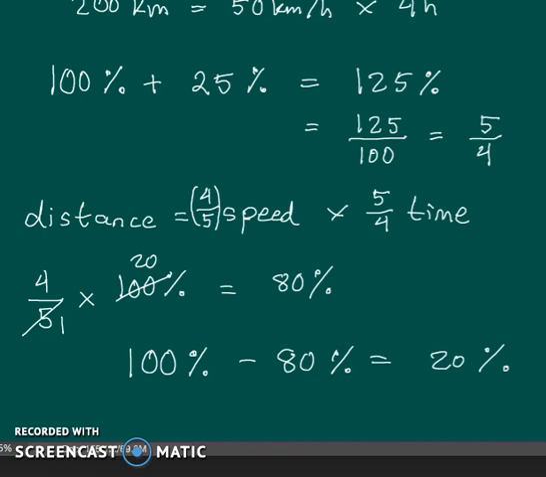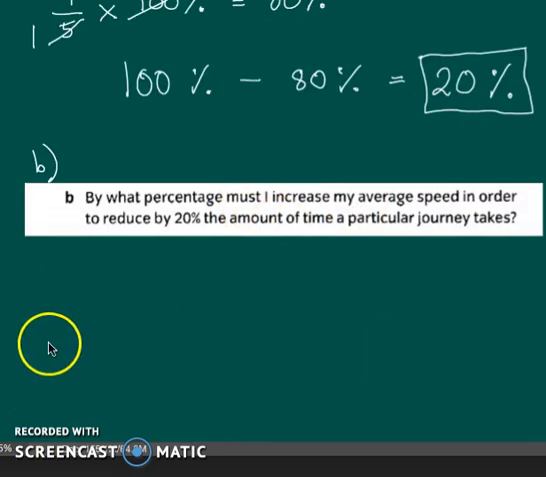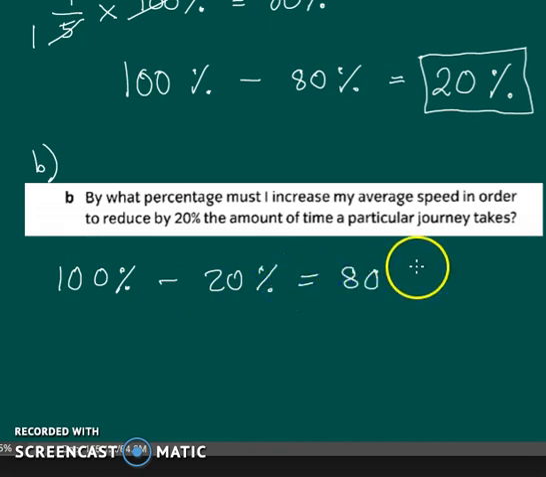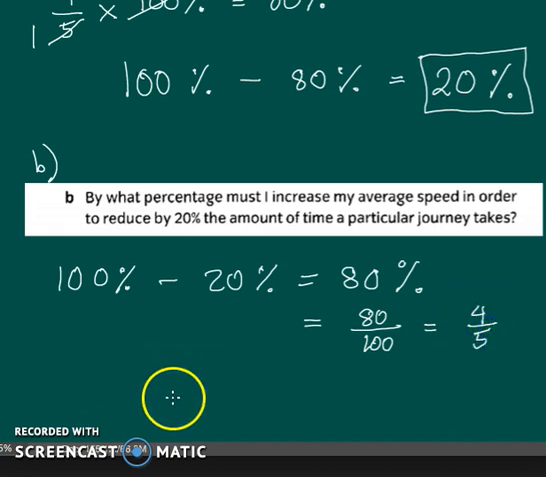Let's look at the second part of the question. So in this case, we want to increase our speed so that we can decrease the amount of time our journey takes. So this time, specifically, we want to reduce by 20% the amount of time that the journey takes. So we can say 100% minus 20% gives us 80%. So we want to take only 80% of the time that we usually take. And in terms of fractions, 80% can be expressed as 80/100, which can be simplified to 4/5. And we can go ahead and plug it into our formula.